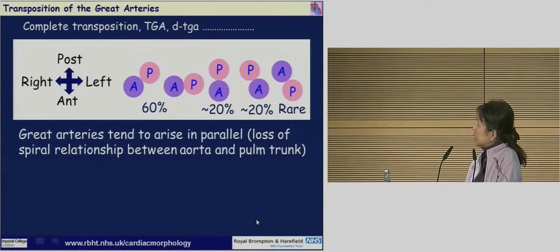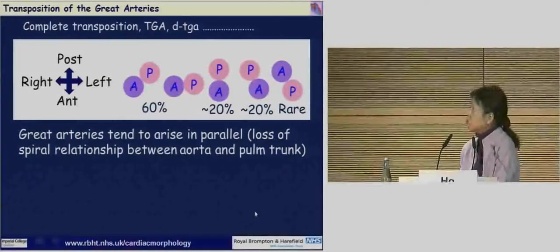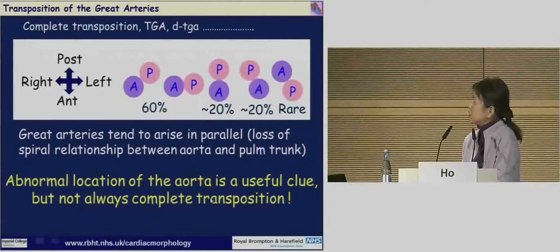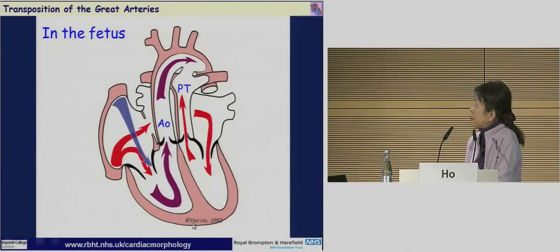The great arteries tend to arise in parallel, so it could be quite a good clue for, say, in utero diagnosis, but not always. And so we usually, in training of sonographers, say the loss of spiral relationship between aorta and pulmonary trunk, but with the caveat that it's not always the case. It's a useful hint, but not always complete transposition.